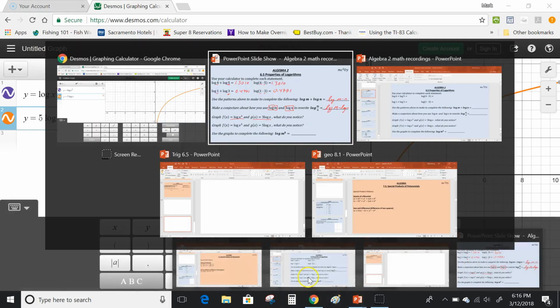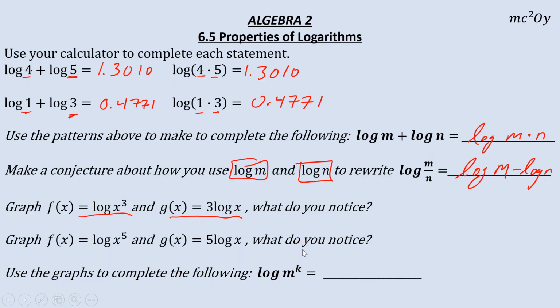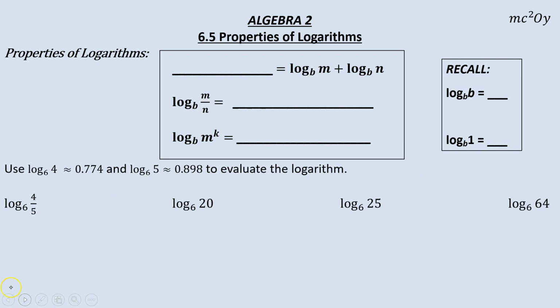So thinking through that, if we use the graphs to complete this statement, log base m of x to the k is actually equal to, well, we bring that k out front, just like we did with this 5, and you end up with 5 log x. That's equal to k log of m. K times the log of m. All right. So let's put those properties down completely on the next page.